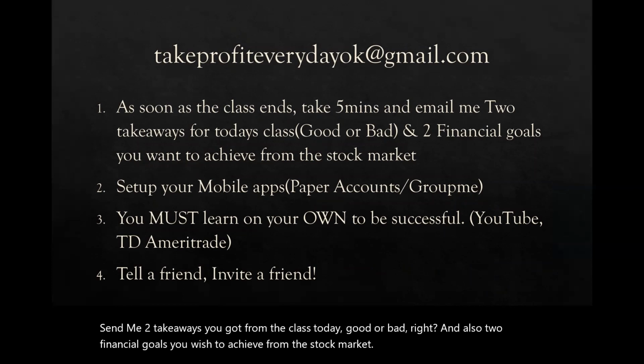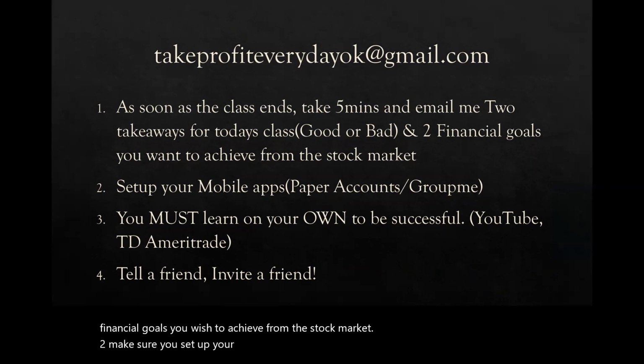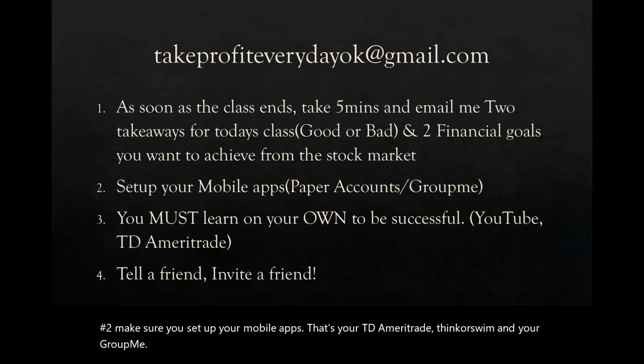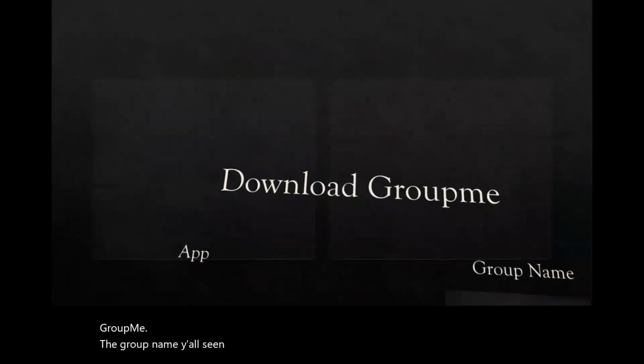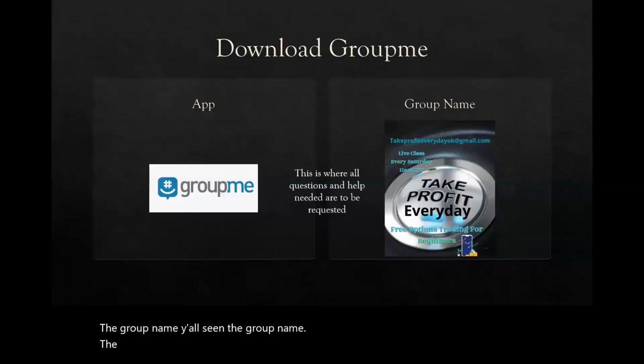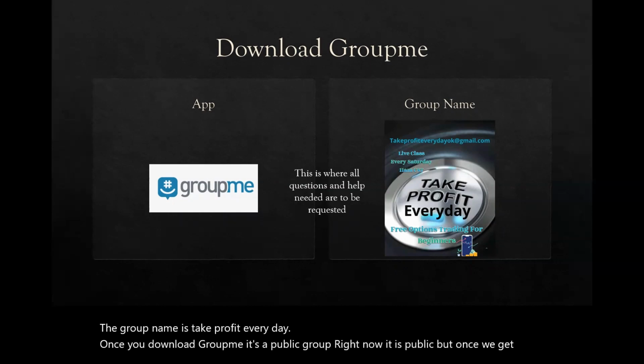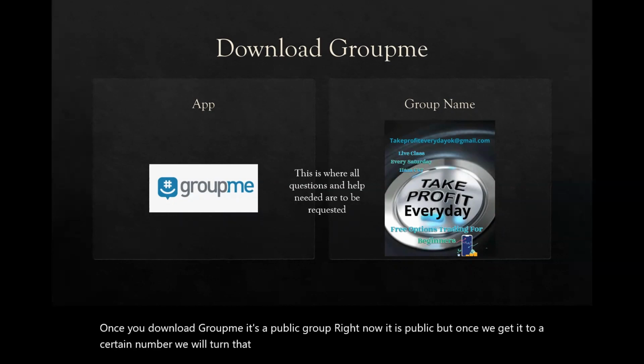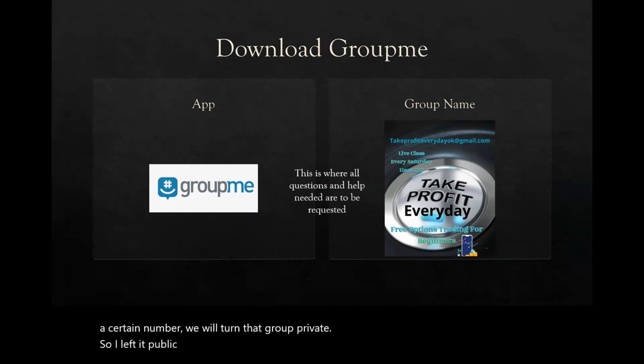Number 2, make sure you set up your mobile apps. That's your TD Ameritrade, Thinkorswim, and your GroupMe. Y'all seen the group name? The group name is Take Profit Every Day. So once you download GroupMe, it's a public group. Right now it is public, but once we get it to a certain number, we will turn that group private. So I left it public so you can search it, find it, and ask for an invite.